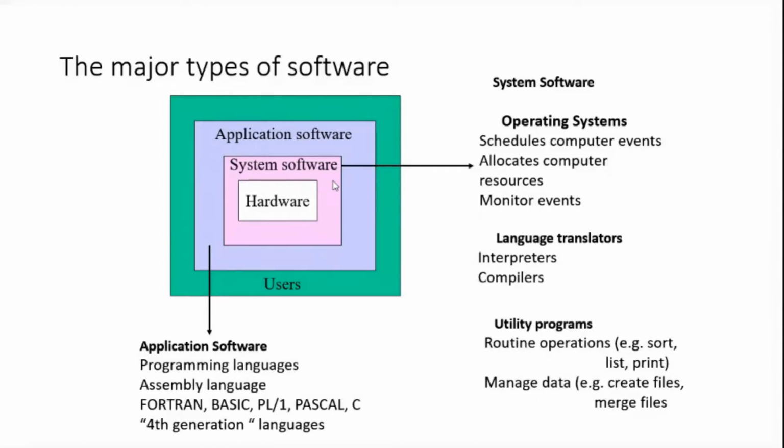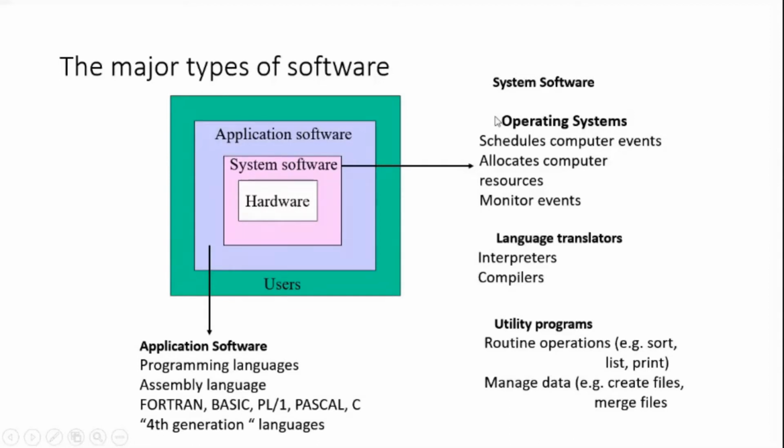So the application software has interfaces with the user as well as the system software. Then the system software has interfaces with the application software as well as the hardware. So the hardware has only an interface with the system software. So that is how it goes on. That is, the user is interacting with the hardware through the application software as well as the system software.